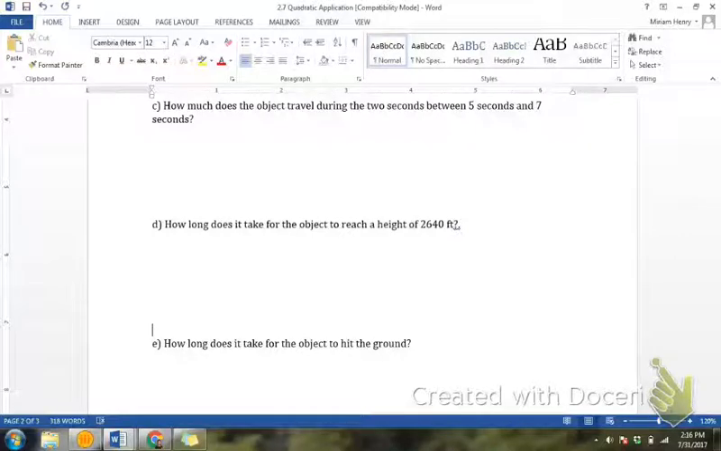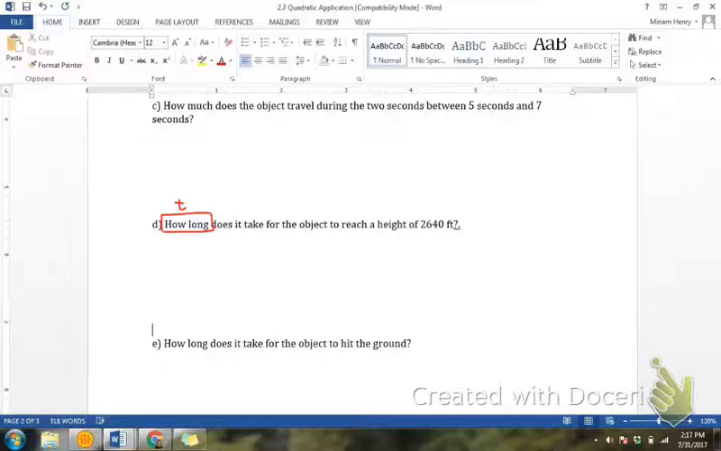Same problem. Example 2. We're going to come back to C, so let's look at letter D. How long does it take for the object to reach a height of 2,640? So how long tells us we're looking for what? Time, right? Well, we already found time earlier. We found time of the maximum height, right? This is asking us to find the time when the height is 2,640. So what do you think we're going to do with that 2,640?